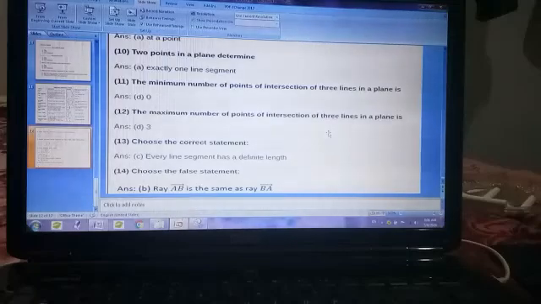For question 13, choose the correct statement. Here C is the right statement: every line segment has a definite length. And question number 14, choose the false statement. Ray AB is the same as ray BA. This is the false statement because ray AB means starting from A going in the direction of B, and ray BA means starting from B going in the direction of A. So these are opposite rays, so the statement is false. So that's all about chapter number 11, line segment and ray.